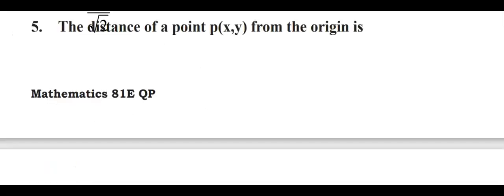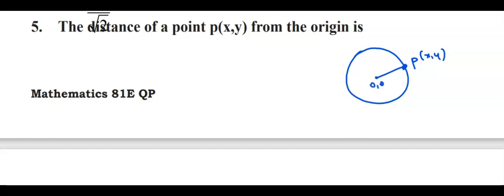Next question. The distance of a point P of x comma y from the origin is. As we know, suppose this is my origin, and from the origin you are finding the distance to a point. Let me say this is somewhere a point. This is P of x comma y. Now I want to find the distance from the origin. Origin is 0 comma 0.